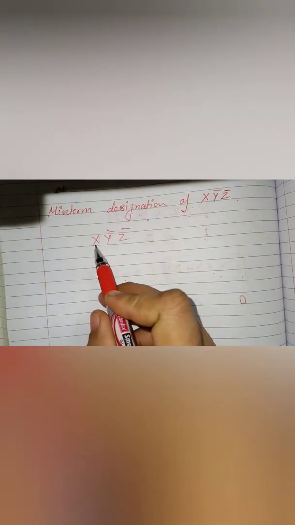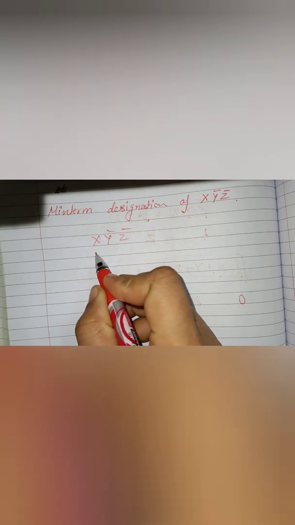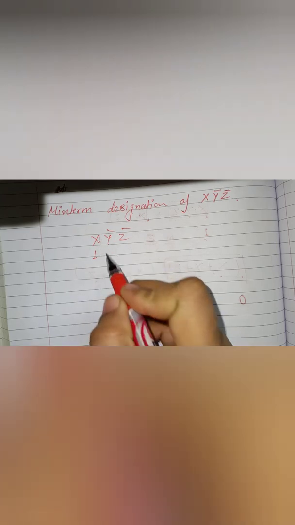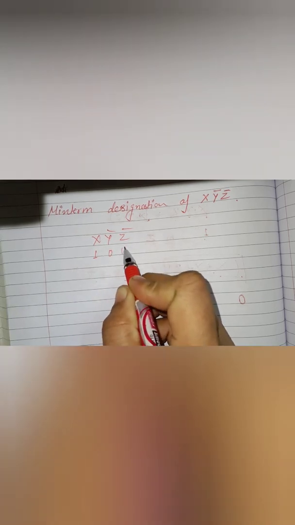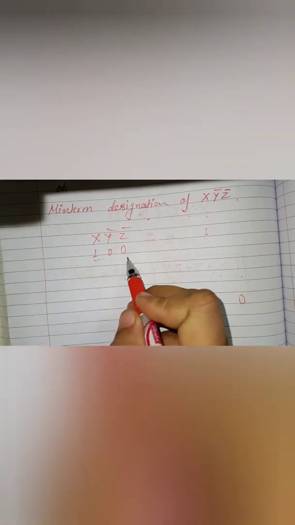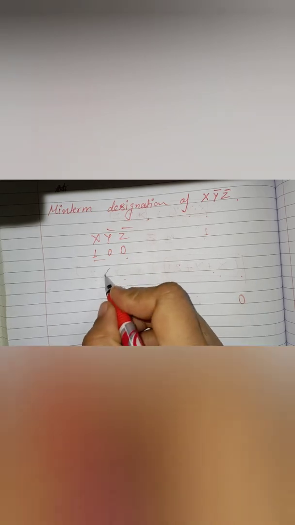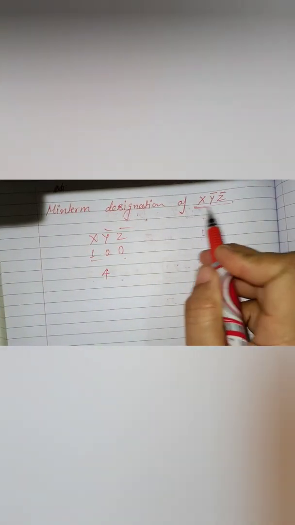So we substitute one for the non-barred variable and zero for the barred variable. After this we write the binary equivalent of this one. So the binary equivalent is the binary of 4. So the designation of this expression, you can write, is in min term form.